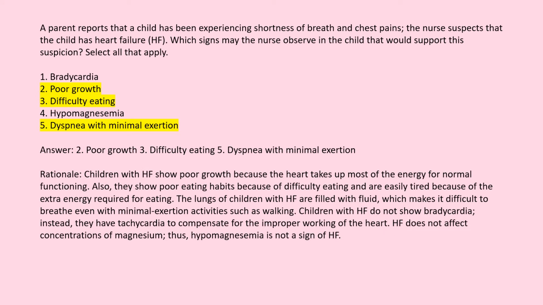Answer. 2. Poor growth. 3. Difficulty eating. 5. Dyspnea with minimal exertion. Rationale. Children with HF show poor growth because the heart takes up most of the energy for normal functioning. Also, they show poor eating habits because of difficulty eating and are easily tired because of the extra energy required for eating. The lungs of children with HF are filled with fluid, which makes it difficult to breathe even with minimal exertion activities such as walking.